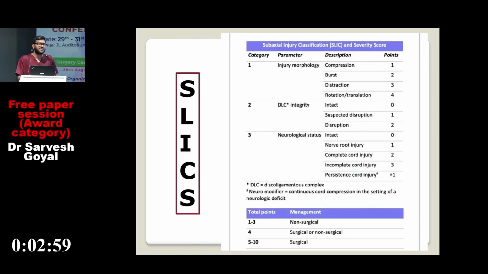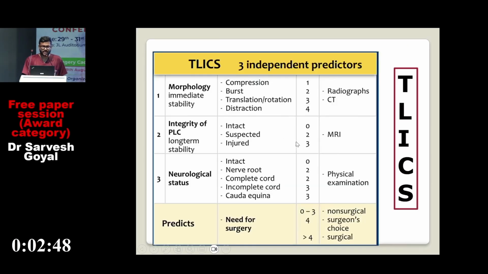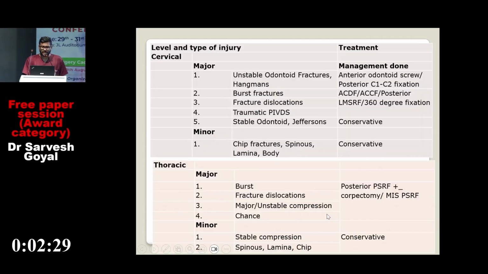For the subaxial spine and thoracolumbar spine, we have standard classifications like SLICS, which includes the injury morphology, DLC, and the neurological status. And we had the TLICS classification, which also includes the morphology, the integrity of the posterior ligamentous complex, and neurological status. For both SLICS and TLICS, if the score is less than 4, it is non-surgical management; if the score is 4, it is the surgeon's choice; and if it is more than 4, then it is a surgical intervention.